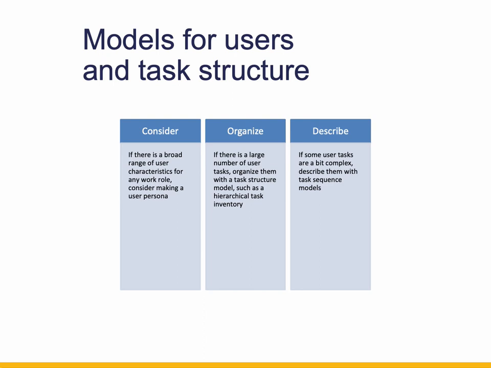Also, consider organizing. If there is a large number of user tasks, organize them with a task structure model, such as the HTI. And lastly, describe. If some user tasks are a bit complex, describe them with task sequence models. So this is all part of Chapter 9 of this text. But the idea is looking at data, organizing it by similarities and commonalities, and then describing anything that's complicated.